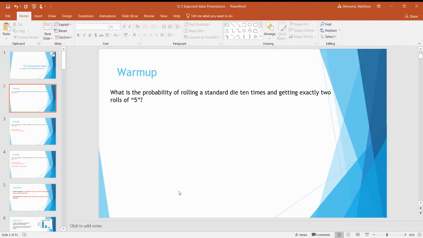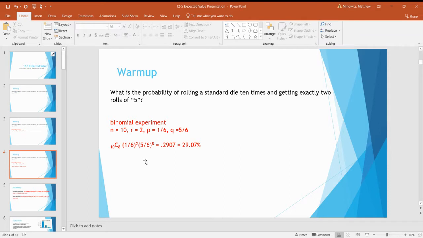So in one of the last lessons we learned about binomial experiments. This is an example of it. We got the set number of rolls. We want exactly 2 successes. We know the probability of success is 1 out of 6. There's only 1 five on a die, and there's 6 total possibilities. So probability of success 1/6, probability of not success is 5/6, and we can put it into our formula.